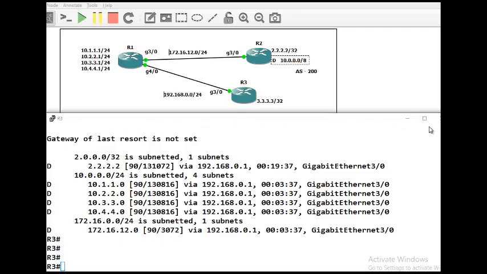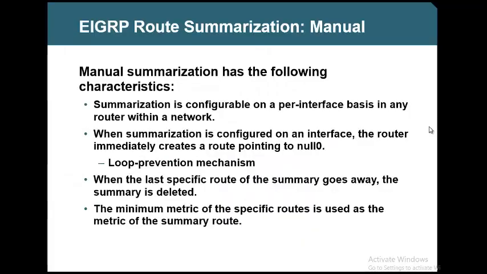Now let's go back to our presentation. Did you understand? Now quickly let's read this. You will understand all the sentences now. Summarization is configurable on a per-interface basis in any router within a network. As summarization is configured on an interface, the router immediately creates a route pointing towards Null0 to prevent loops.